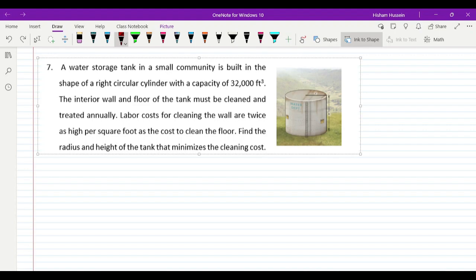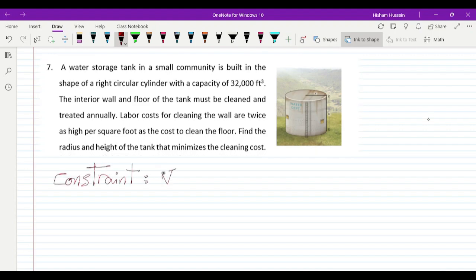Starting with the constraint. The constraint here is the volume of the tank, V, that equals pi r squared times h. And this volume equals 32k, 32,000 feet cube. This one. The cost of cleaning the tank is the objective function.